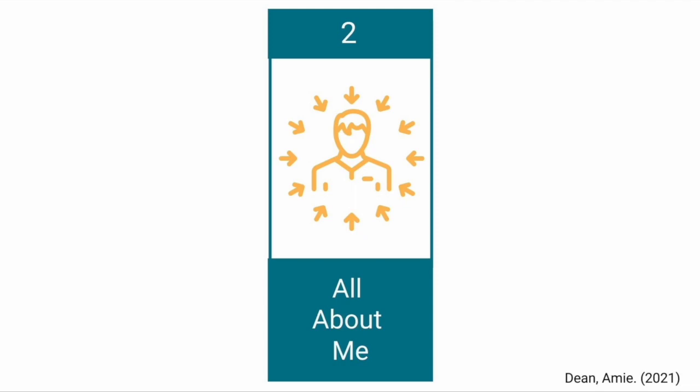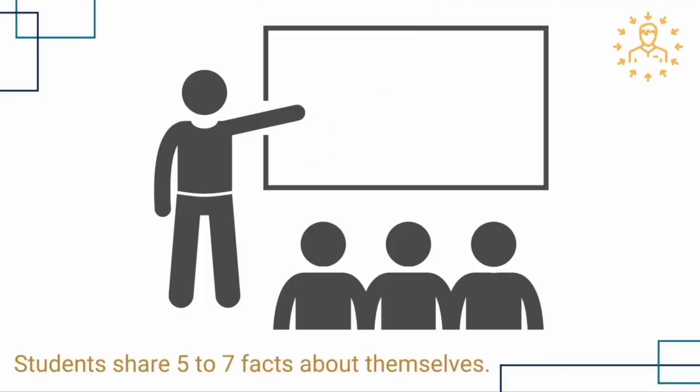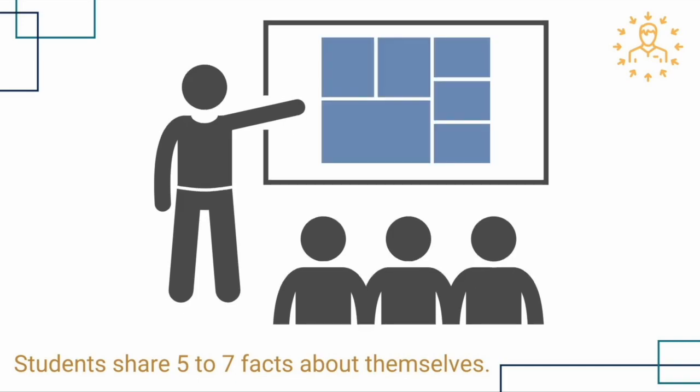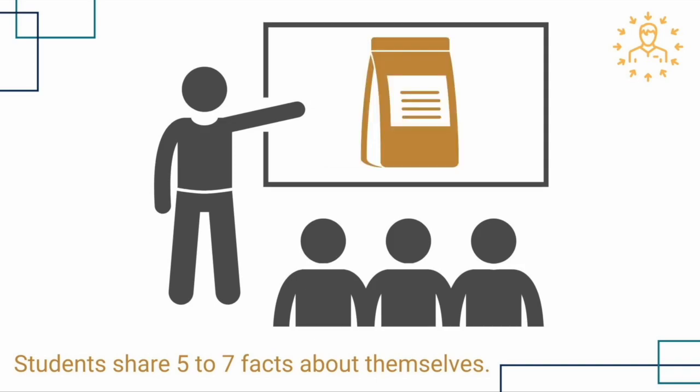Strategy number 2 is called All About Me. With this strategy, each student is given the opportunity to share 5 to 7 facts about themselves with the class. You could choose to allow students to present this information in different ways. For example, some students might create a PowerPoint presentation, others might create a picture collage, and some might choose to bring a bag from home that includes 5 to 7 items that they present as they share their facts about themselves. So that this strategy doesn't take up too much class time, you might allow 1 to 3 students to share each day until all students have had a chance to share.